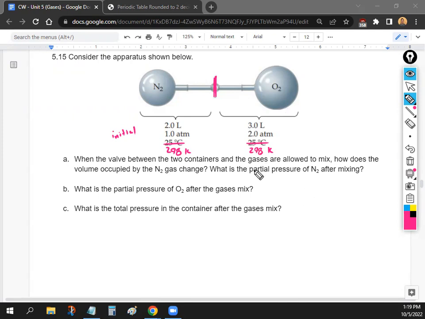Okay. So it's asking us that when you allow the gases to mix, how does the volume occupied by N2 gas change? Okay. So if I open this valve right here, what's going to happen to the N2 gas? All the N2 was here, and then what's going to happen? It's going to slowly expand, right, and fill up the rest of the container, right?